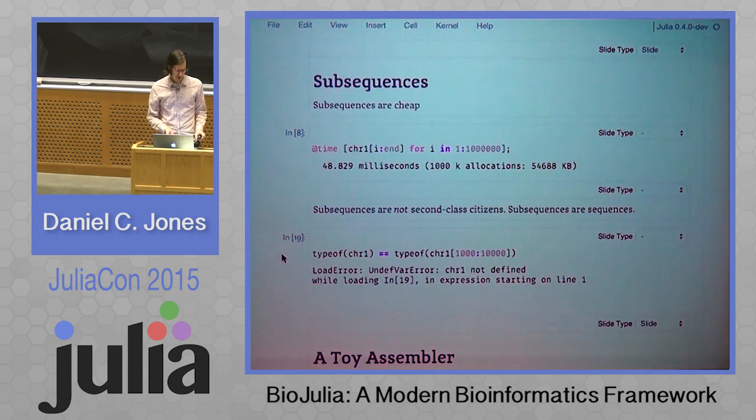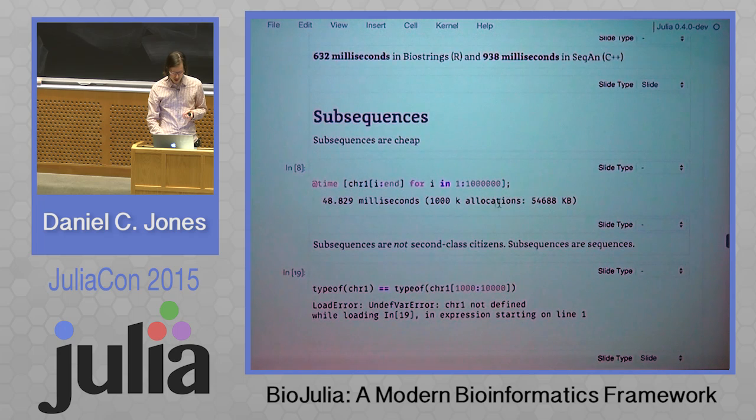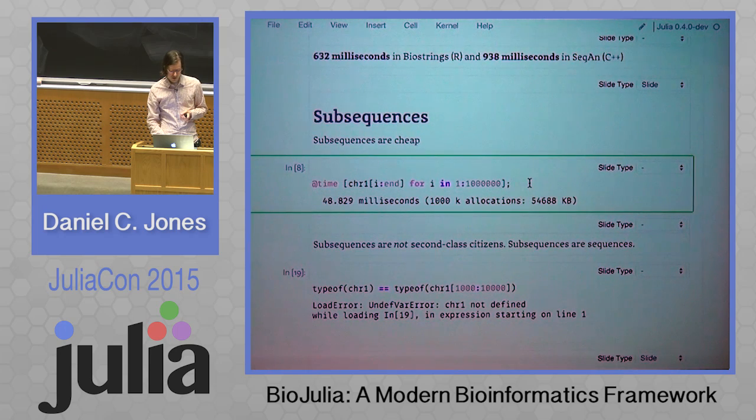So you can do the naive thing of processing a DNA string by taking a whole bunch of different subsequences and not worry too much about time or memory. This is the first million suffixes of chromosome 1, which, if you were to do this by copying, would allocate, I think, over a terabyte. But here we can do it in milliseconds and not really allocate that much at all.